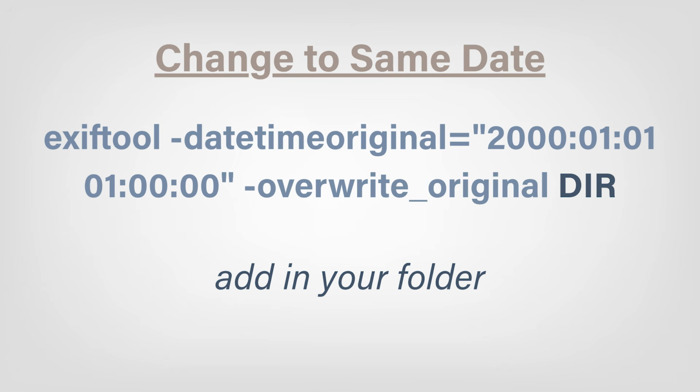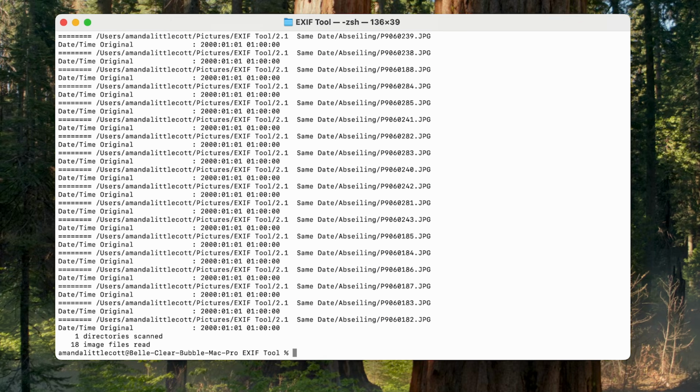And every time you see dir on any of my command prompts, it just means don't put dir, put the folder containing the photos that you want to change. So drag it in from Finder. The result is every photo in the folder now has the same timestamp, so they sort properly by event rather than the scan date.